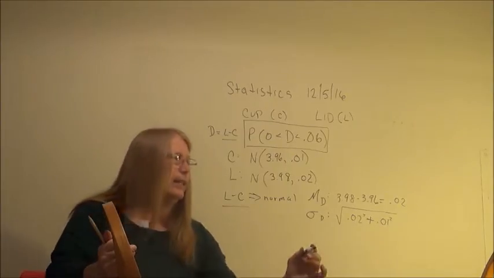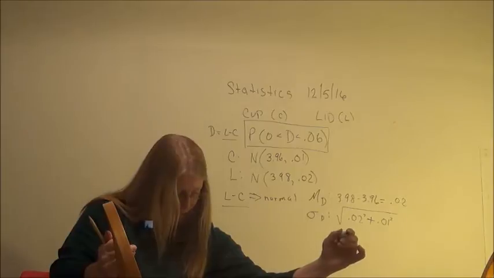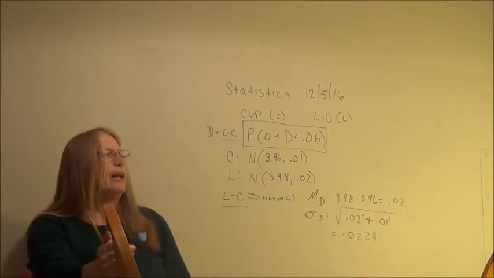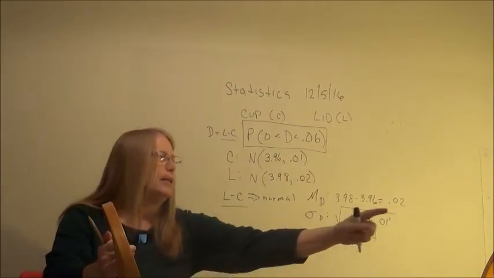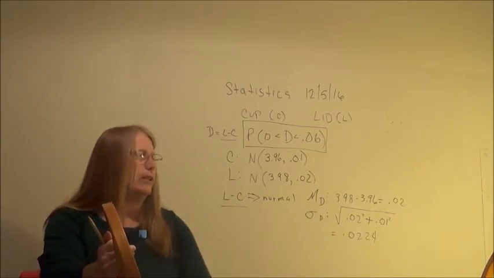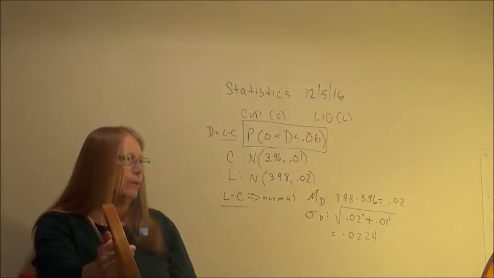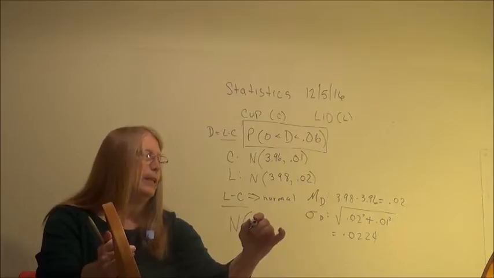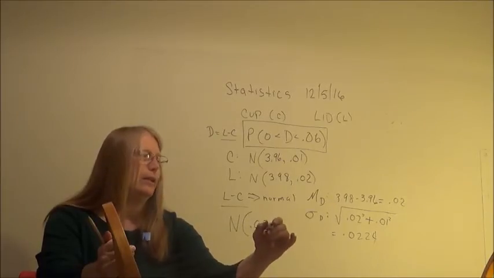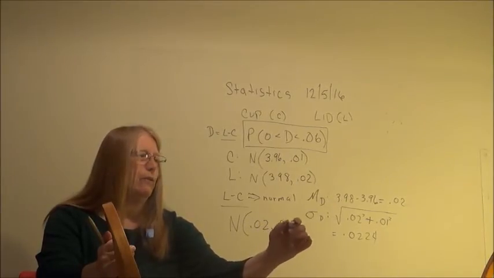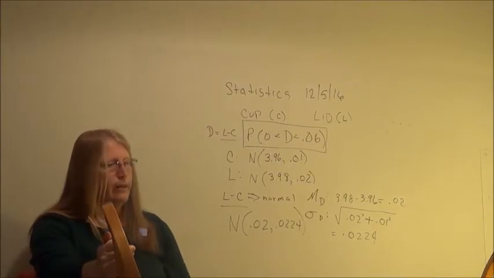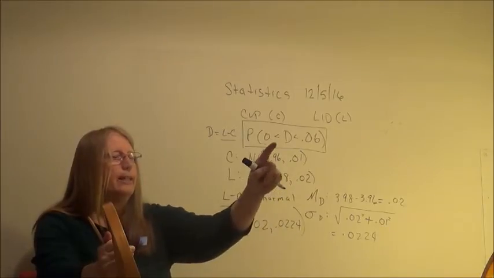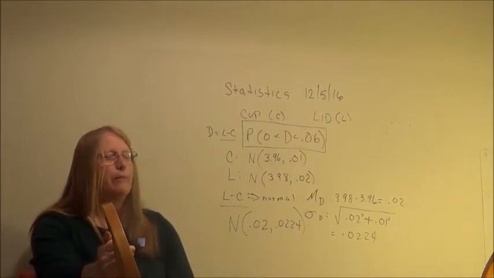So we kind of ended up with an example anyway in the middle of that. So when I calculated that, I got 0.0224. Alright, so now I have a normal curve with the mean of 0.02 and the standard deviation of 0.0224. So I'll write that normal curve, the mean or expected value 0.02 and 0.0224 is the standard deviation. So from that information, what's the probability of the difference being between 0 and 0.06?